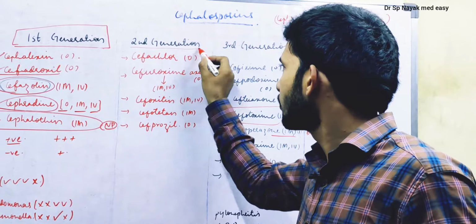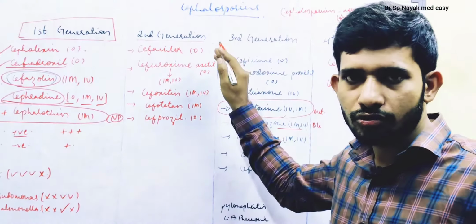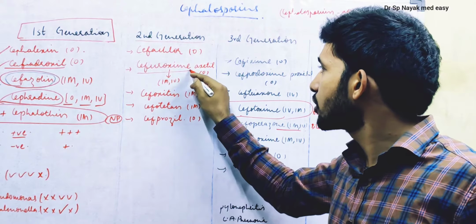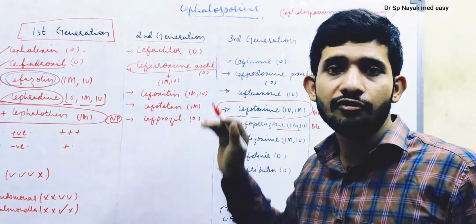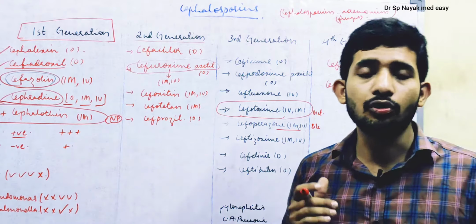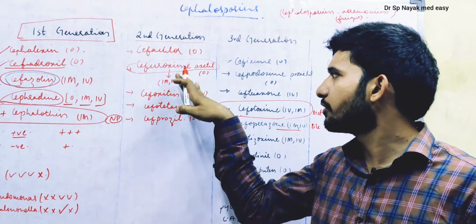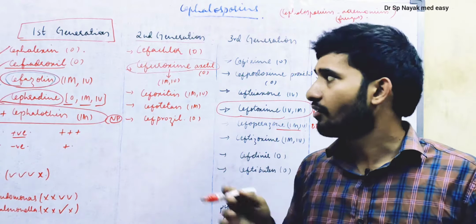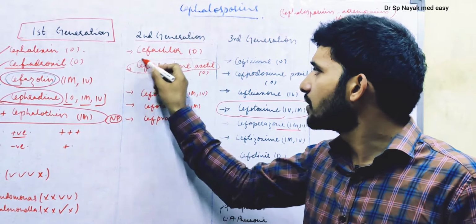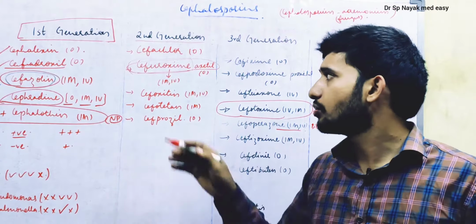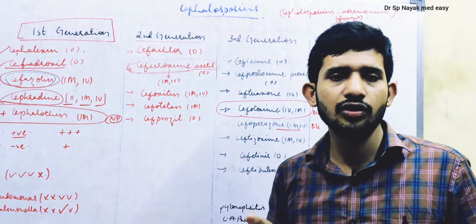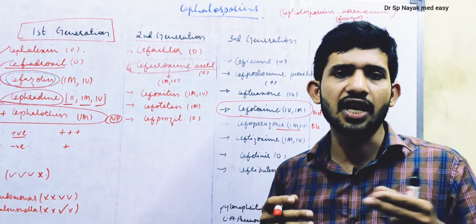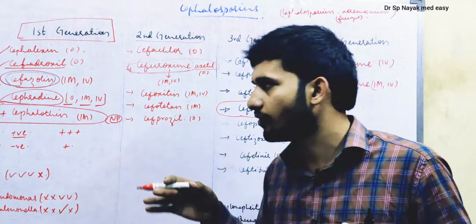In the second generation cephalosporins, we have cefaclor, which is oral form, and we have cefuroxime axetil. Cefuroxime axetil is a prodrug actually. Cefuroxime axetil is available in oral form, whereas only cefuroxime is available in IM and IV form. When cefuroxime axetil is given through the oral route, it undergoes first pass metabolism and is activated in the liver, and it will have its activity.